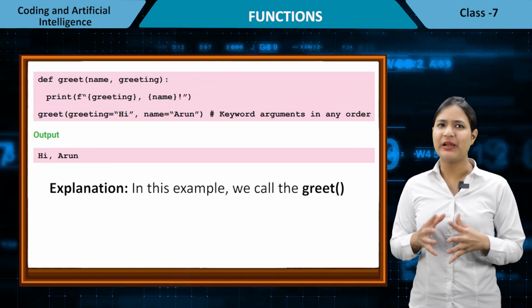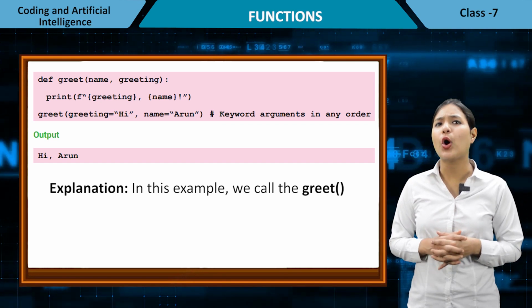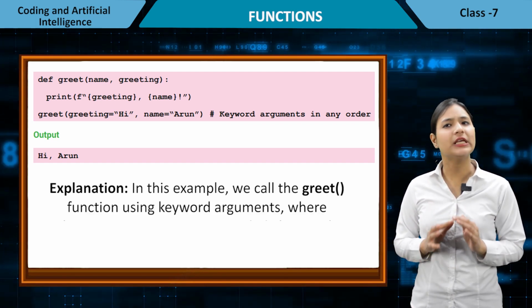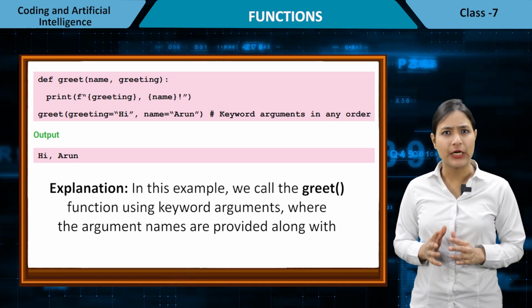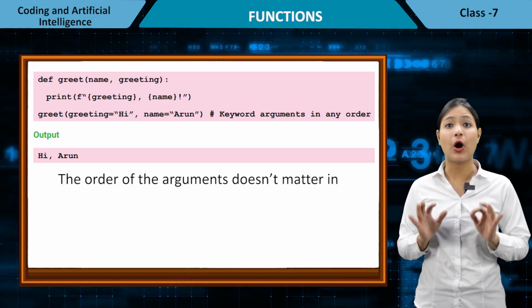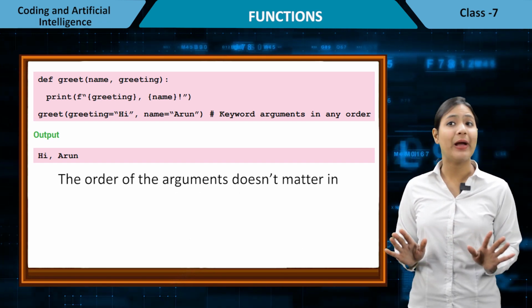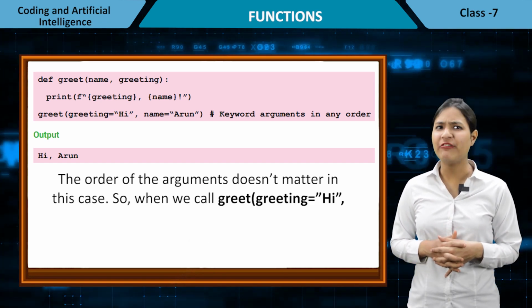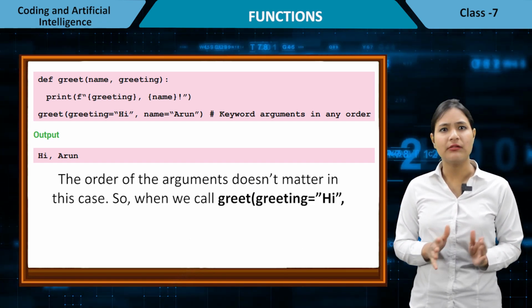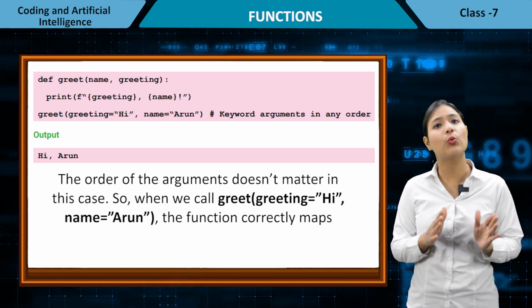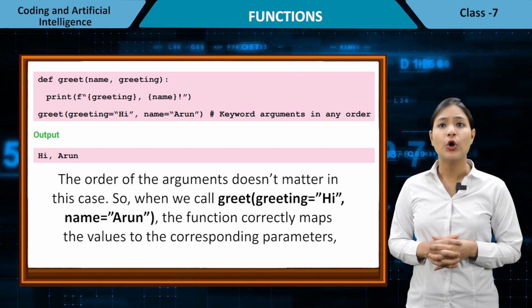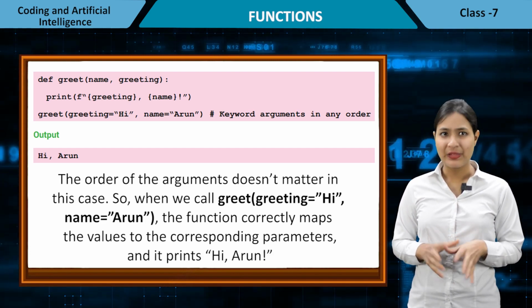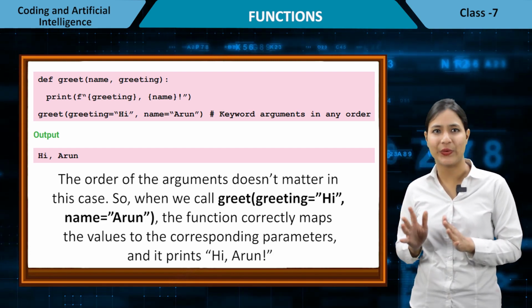Output. Explanation. In this example, we call the greet function using keyword arguments where the argument names are provided along with their values. The order of the arguments does not matter in this case. So when we call greet, greeting is equal to hi, name is equal to Arun. The function correctly maps the values to the corresponding parameters and it prints hi Arun.